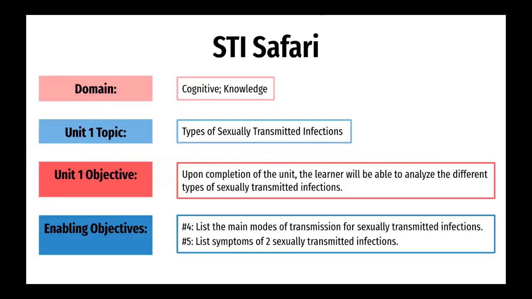Let's begin with an overview of today's lesson titled STI Safari. Unit 1 focuses on the different types of sexually transmitted infections. By the end of this unit, the learner will be able to analyze and differentiate between various STIs. And to achieve the Unit 1 objective, we'll focus on the 2 enabling objectives within the cognitive domain and knowledge level. Following instruction, the learner will be able to list the main modes of transmission for STIs and a list of symptoms of 2 STIs.